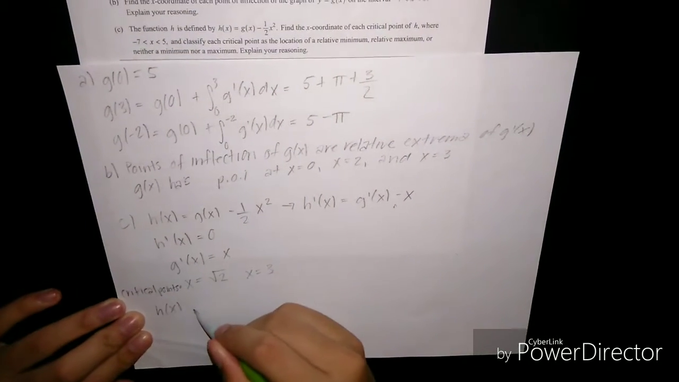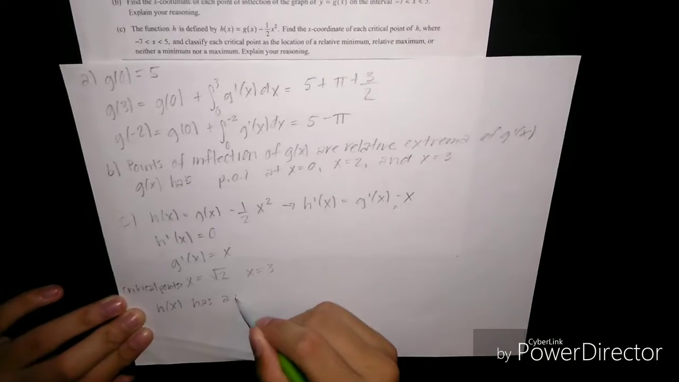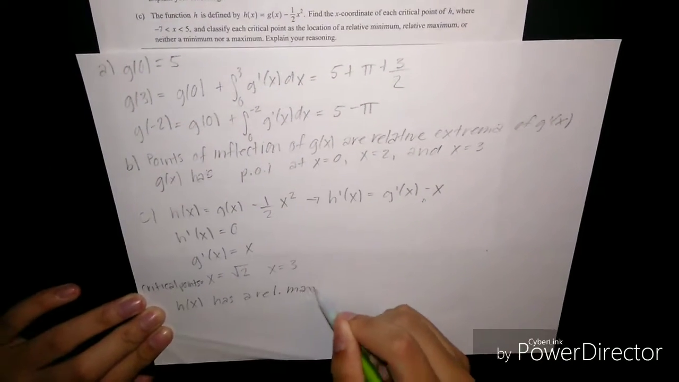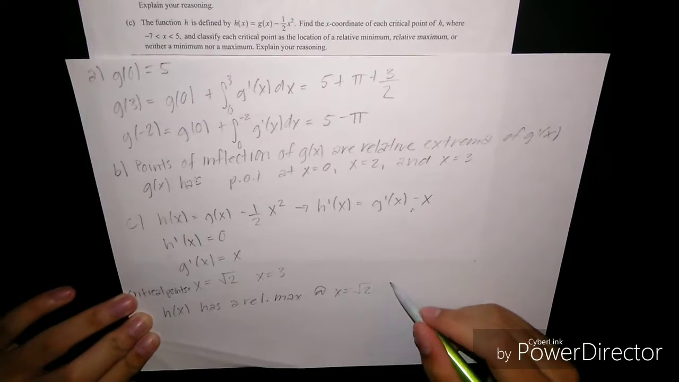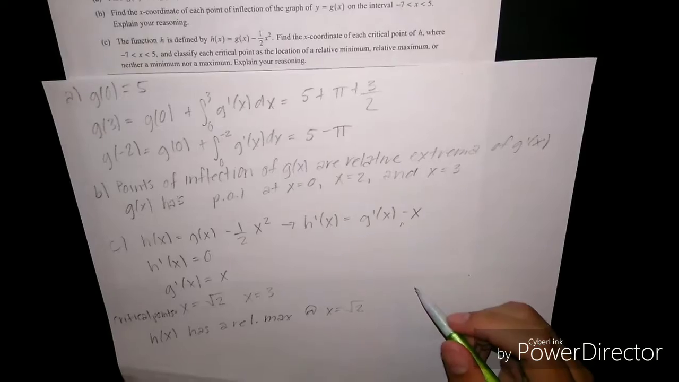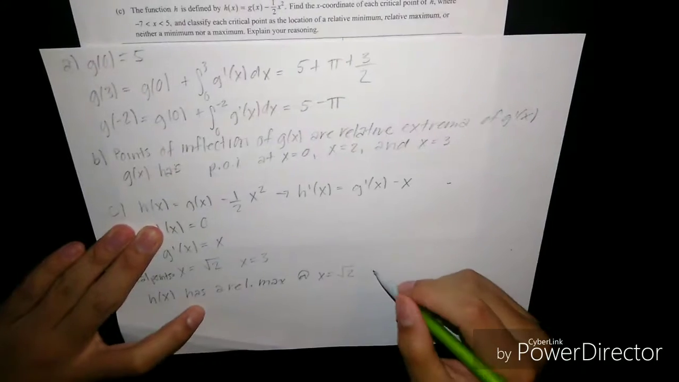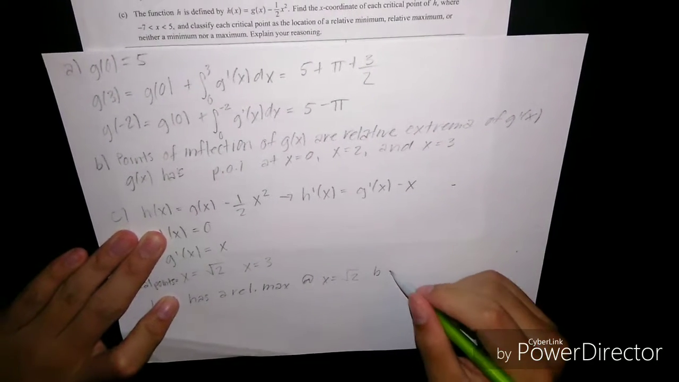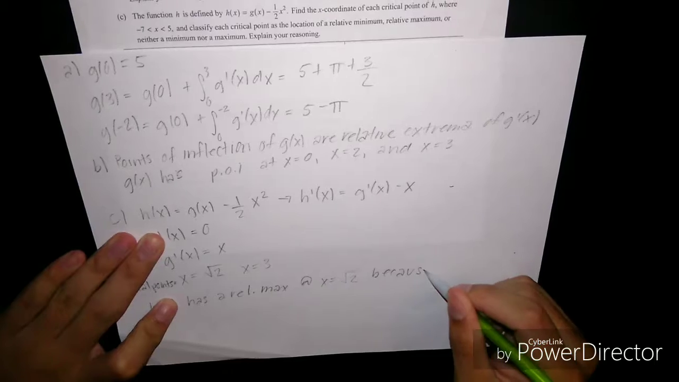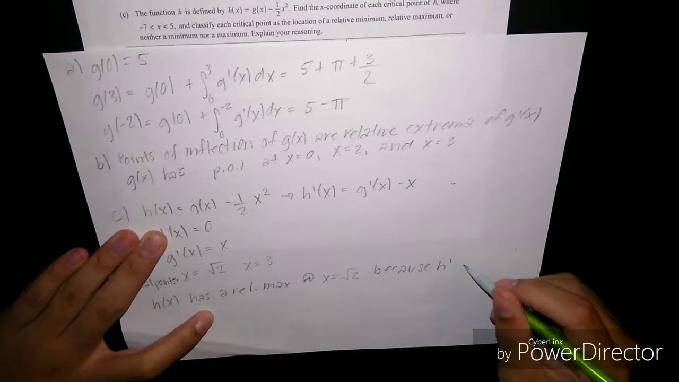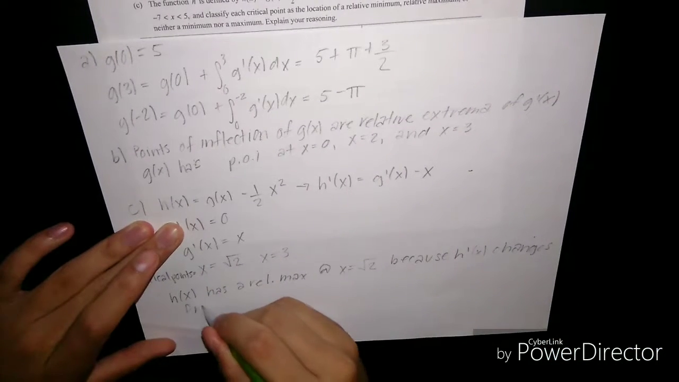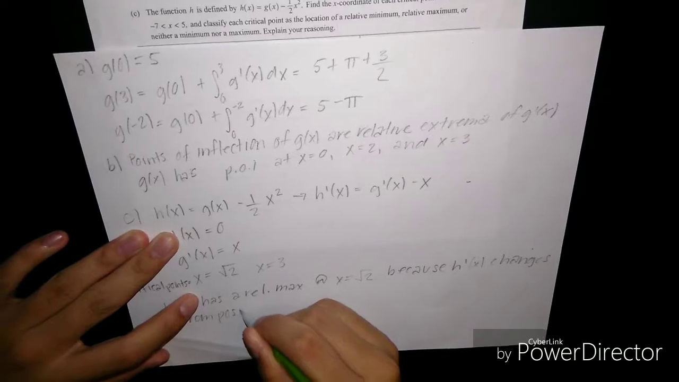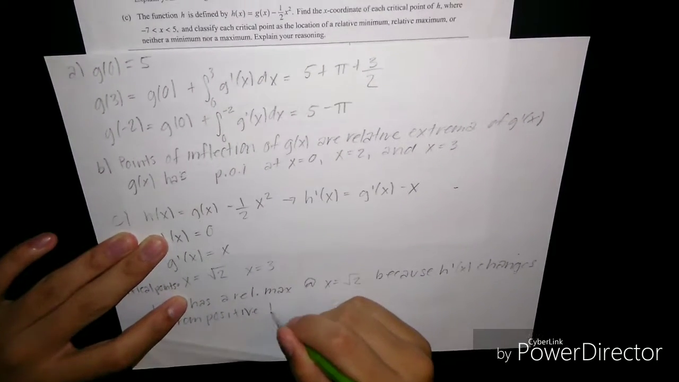So h of x has a relative max at x equals radical 2. Because like I said, h prime, which we know is g prime of x minus x, which is represented here, there's a relative max at x equals radical 2 because h prime of x changes from positive to negative. So there's a sign change, that is the main idea.